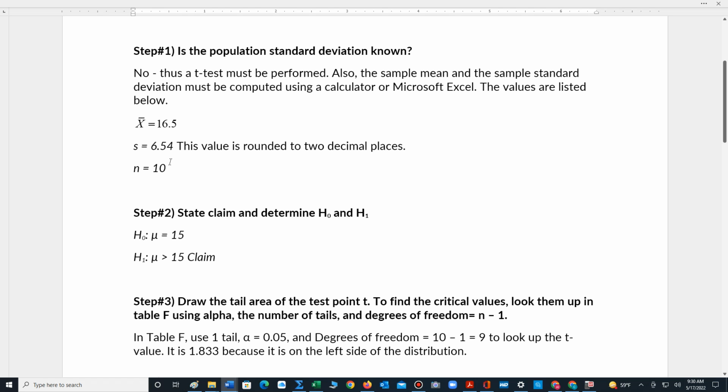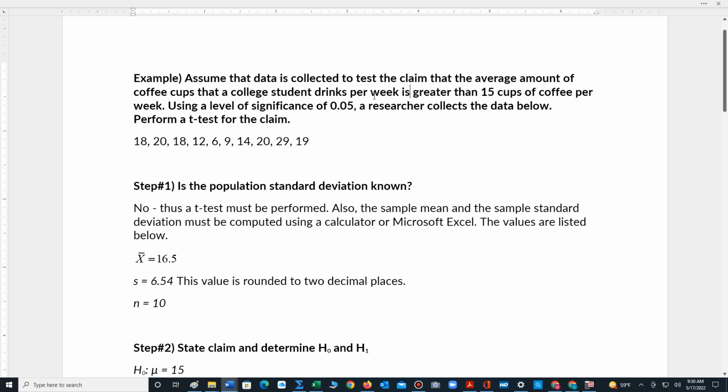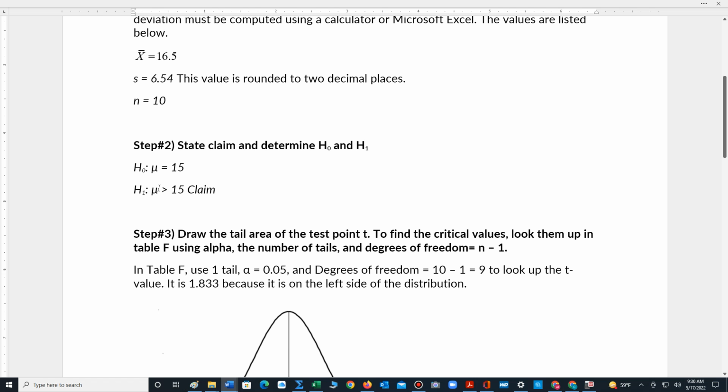After that step is concluded, we move on to step 2, where we state the claim, determine H naught and H sub 1. Well, the claim is that the mean is greater than 15. That's the claim. That's an H sub 1 statement because it has the greater than sign. H naught is the mean equal to 15.